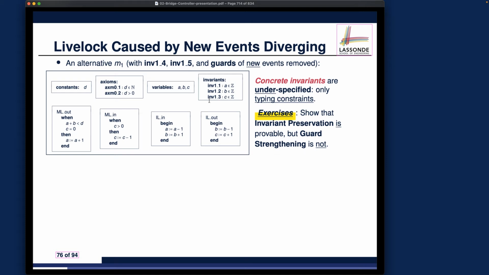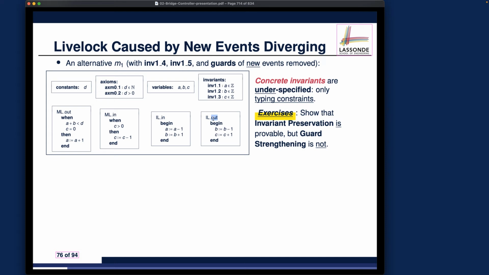You can definitely use this variant model as given, and try to generate all the sequents related to invariant preservation. Actually, we have only 3 invariants over here, so I think they are rather simple to generate and to prove or disprove. Try to do this exercise about invariant preservation and also about guard strengthening. Guard strengthening here is interesting because IL in and IL out simply have no guards, meaning that their guards are simply equivalent to true.